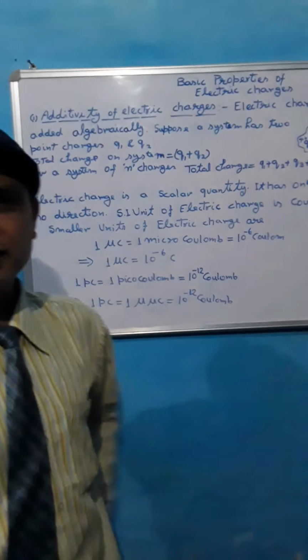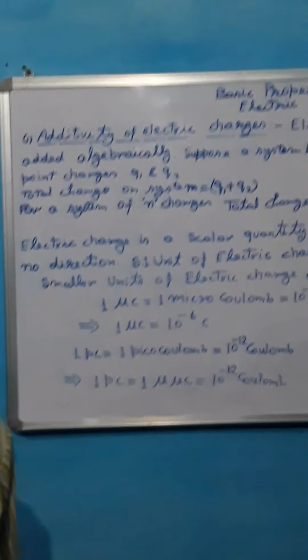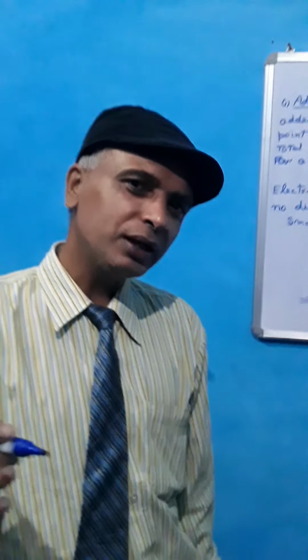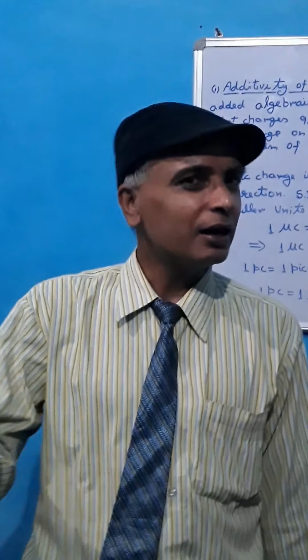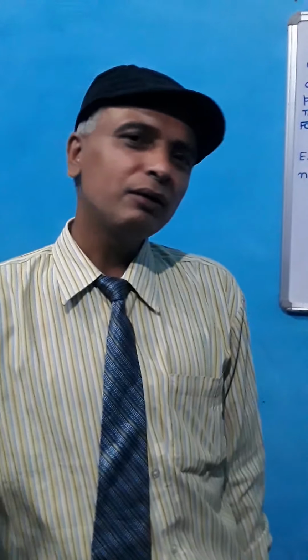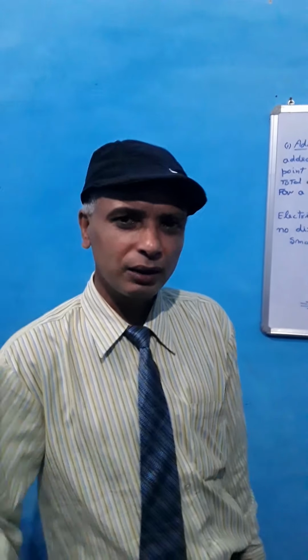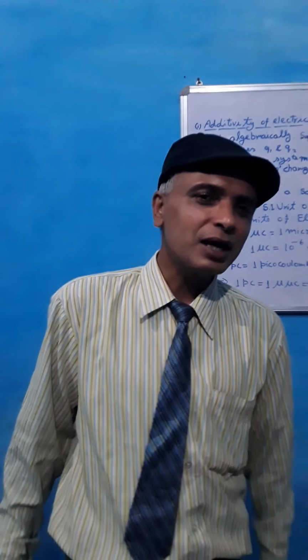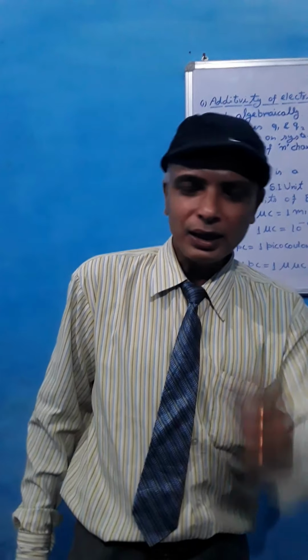Additivity of electric charge states that electric charges can be added algebraically. Why is it so? The reason is that we can add algebraically those physical quantities which are scalar. Quantities which are vectors have to be added vectorially. As electric charge is a scalar quantity, that's why it has to be added algebraically.